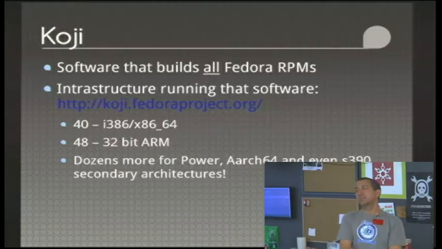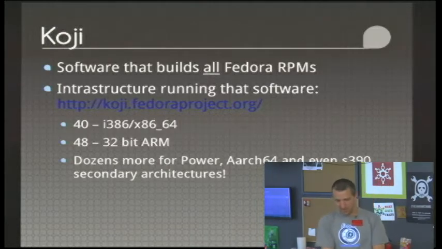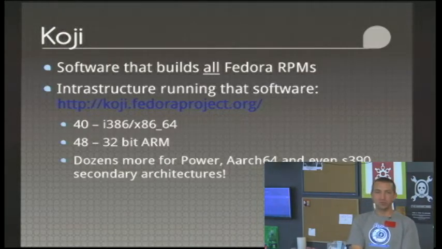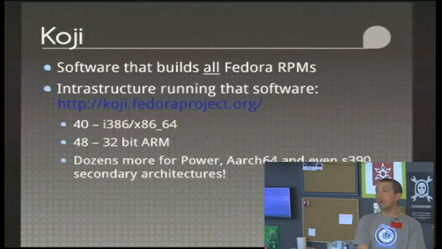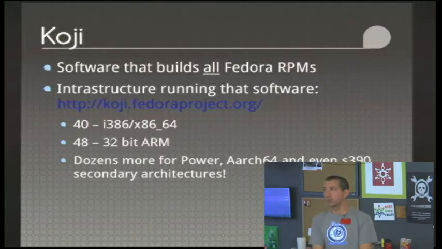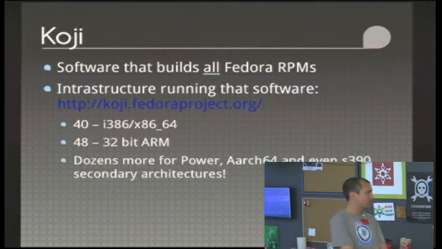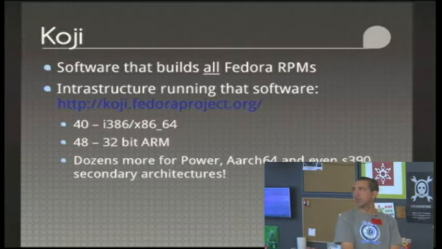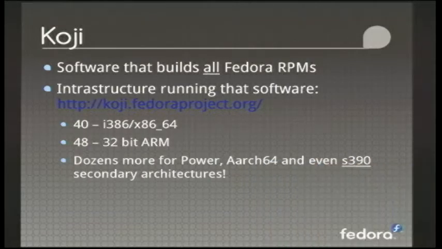The URL is visible very clearly right here. Just to give an idea of the scale, when I looked a couple of months ago, there were 40 servers running x86 that do the builds. There were more than that doing 32-bit ARM. These are the primary architectures that Fedora builds for right now. There are additional Koji instances that these feed into for PowerPC, 64-bit ARM, and even System 390, which is mainframes. That actually has 10 mainframe slices associated with it. So it's really big, quite capable.